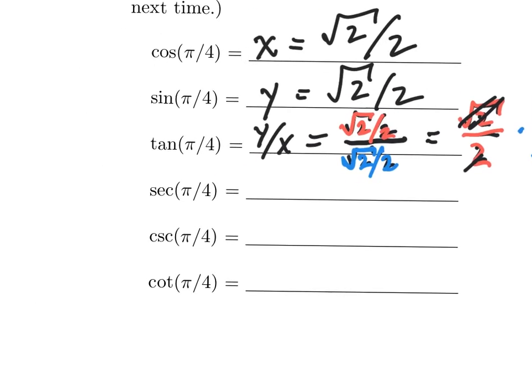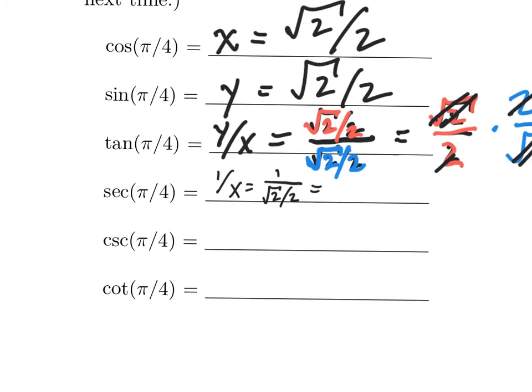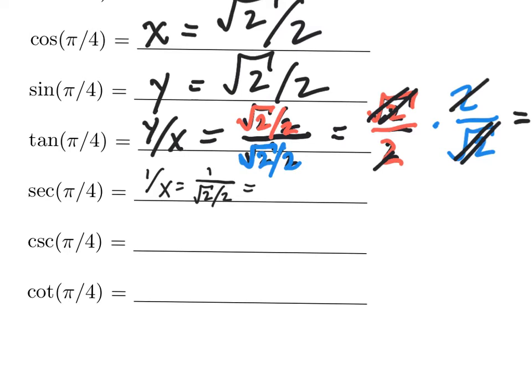Secant of pi over 4 is 1 over the x-coordinate, so that'll be 1 over root 2 over 2. Carrying on, that should then be 1 multiplied by the reciprocal of root 2 over 2. So that will be 1 times, which doesn't change anything, so it's just 2 over root 2. Now, on the one hand, that's a correct answer, but it's not maximally simplified. Whenever you see something like this, you should arrange so that there's no square root in the denominator. You should rationalize the denominator in order to simplify.